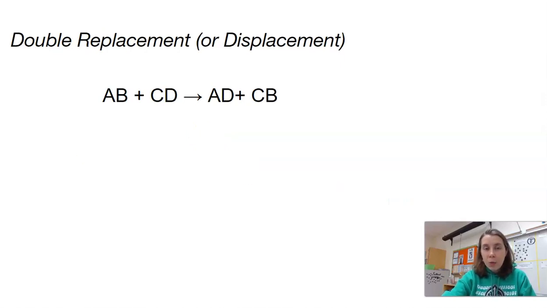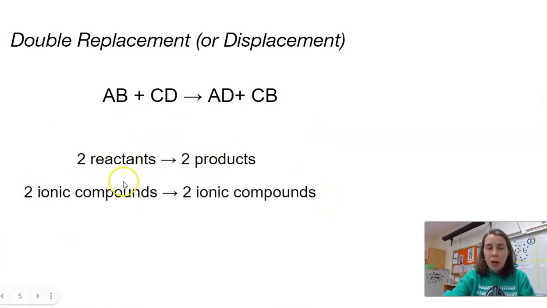All right, double replacement or double displacement. We have 2 compounds, all right, and we basically have a partner swap that happens. So A comes in and replaces C, switches places with it. So now A is paired with D over here, and C and B are paired with each other on the other side. All right, so we always have 2 reactants and 2 products in these kinds of reactions. And it's always 2 ionic compounds forming 2 different ionic compounds.